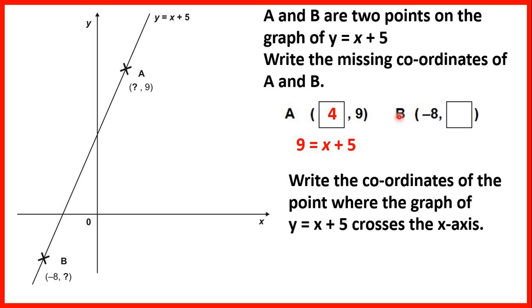Now for point B, we know that the x coordinate is minus 8. So to find the y coordinate, we have minus 8 plus 5, so that's minus 3.